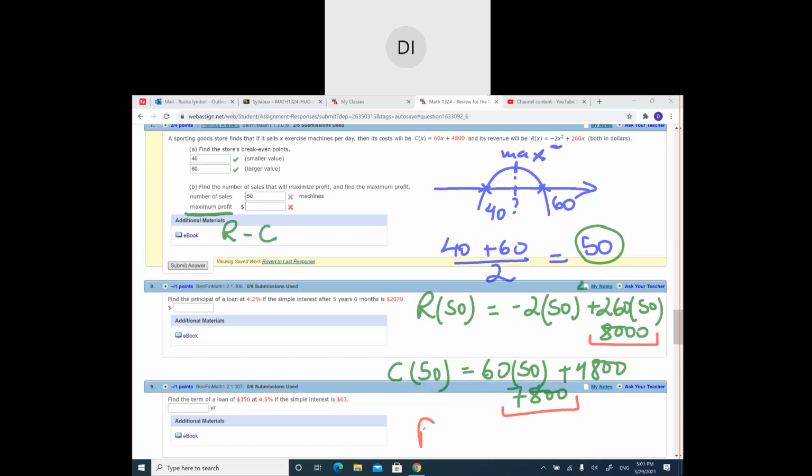So the maximum profit is going to be, let's write it. 8,000 minus 7,800 is going to be 200. And I'm going to put those numbers in and we're going to check it.